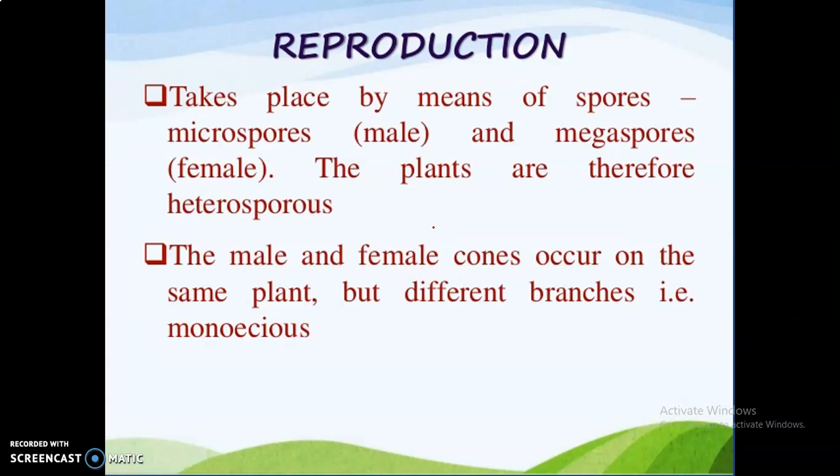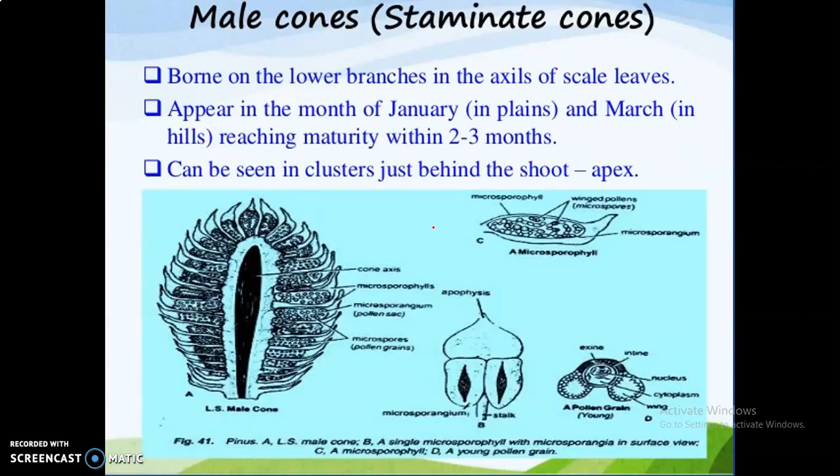Male and female cones occur on the same plant but on different branches. On the lower branches are male cones and on the upper branches female cones. First we talk about the male cones, also termed staminate cones. As we discussed earlier, these are borne on the lower branches in the axil of the scale leaves, in a cluster behind the shoot apex.